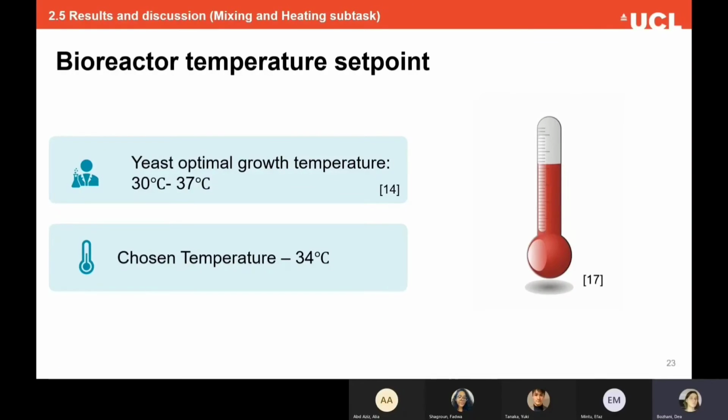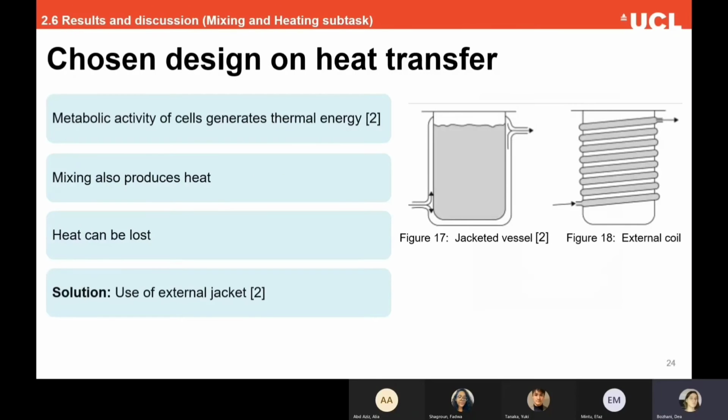The optimal growth for yeast is between 30 to 37 degrees Celsius. Outside the optimal temperature range, the ability to catalyze the reaction slows down or the enzyme begins to denature. Therefore, we decided to set the temperature set point of our bioreactor to 34 degrees Celsius, as it is an approximate midpoint. The metabolic activity of the cells will create unwanted heat in the bioreactor. This increases the temperature in the bioreactor, thus hindering cell growth.